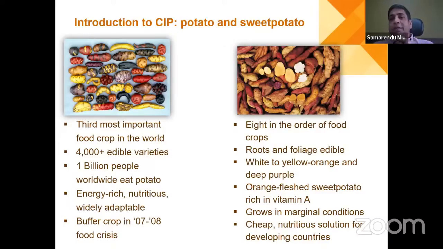Then coming to the sweet potato, I will not talk about it at length, but I'm just telling you, we also have the largest gene bank in sweet potatoes. Sweet potato, if you live in India, is called Shakarkand. It's highly nutritious. It's a climate hardy crop. You hardly need any fertilizers or irrigation for this, and it can be grown in any poor soil. So it's a very climate hardy crop.